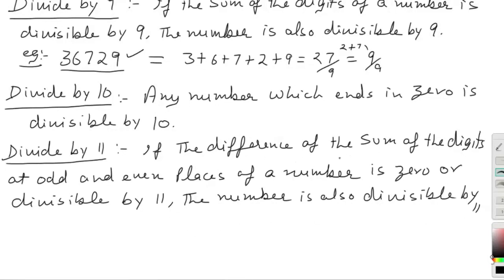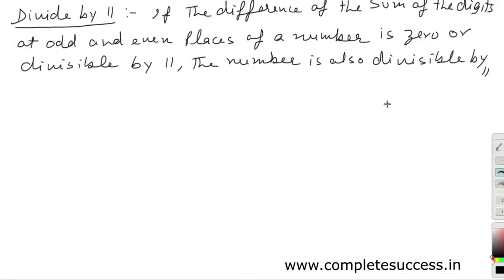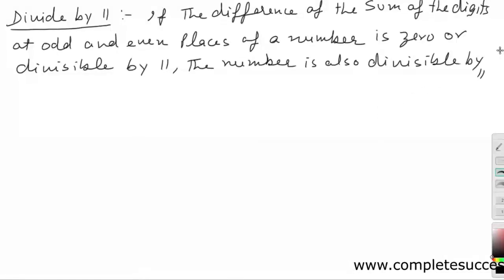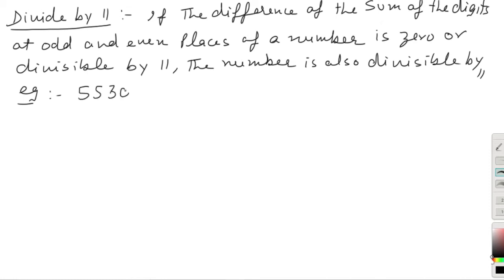If the difference of the sum of the digits at odd and even places of a number is 0 or divisible by 11, the number is also divisible by 11. Example, 55,308.